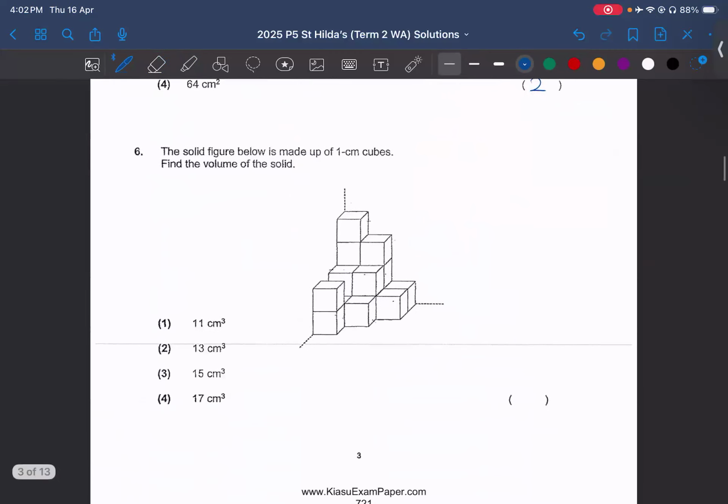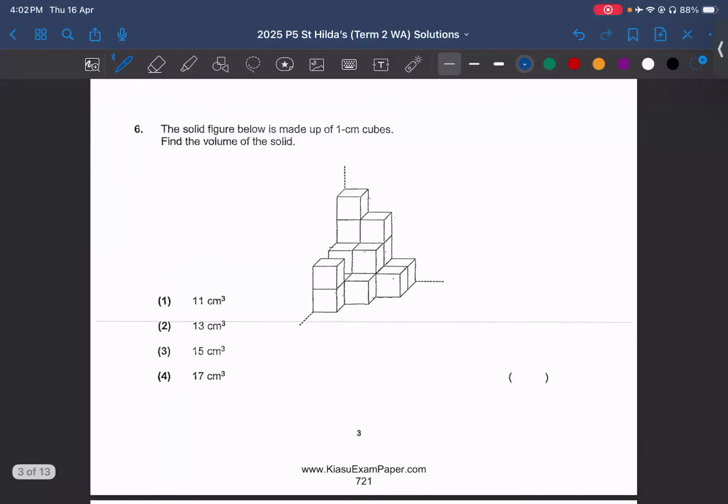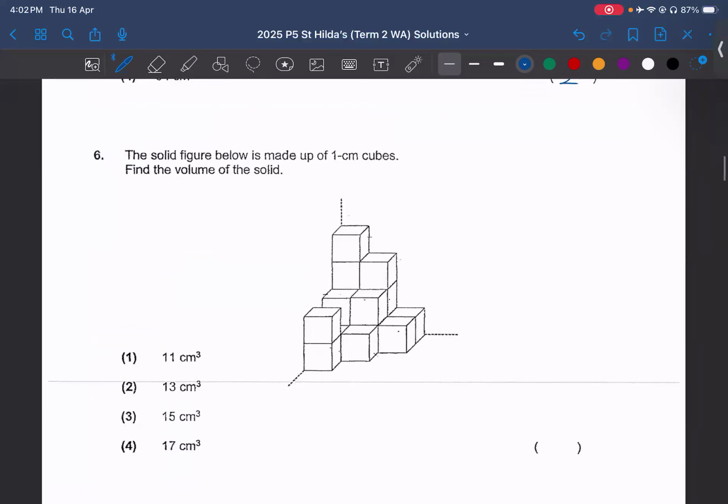Next, the solid figure below is made up of 1 cm cubes. Find the volume of the solid. We look at the solid here, it's an odd shaped object, and we probably cannot find the volume of this odd shaped solid directly. But we are given that the cubes are 1 cm cubes, so we are able to find the volume of one cube. A cube means the length, the breadth and the height are all the same. To find the volume of one cube, it's just 1 times 1 times 1, which is 1 cm cube. So we know 1 cube is 1 cm cube.